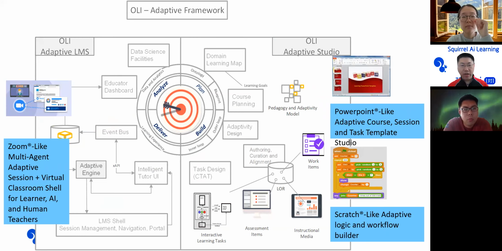And this is a diagram of the two primary components of our framework. On the left-hand side, you can see the adaptive learning management system, or the session management / adaptive shell. And on the right-hand side is the adaptive studio, which basically helps with building both the AI agents themselves, as well as all the objects that the AI agents need to interact with the student, including the content part and also the ontology part.